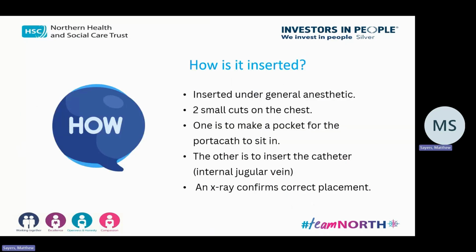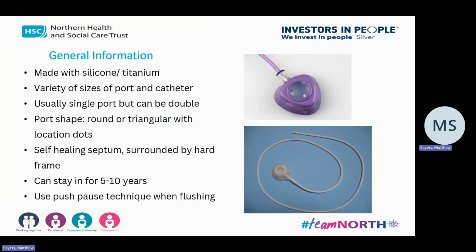So how it's inserted, these would all be inserted in sick children in the Royal under general anaesthetic, and it just involves two small cuts in the chest, one to make the pocket for the Portacath to sit in, and the other just to insert the catheter into the internal jugular vein, and they x-ray to confirm placement. So there's a couple of different types in terms of visuals, but they do exactly the same thing. We've got the round white one at the bottom, and that's the one we would see a lot more of and typically would be seen in children.